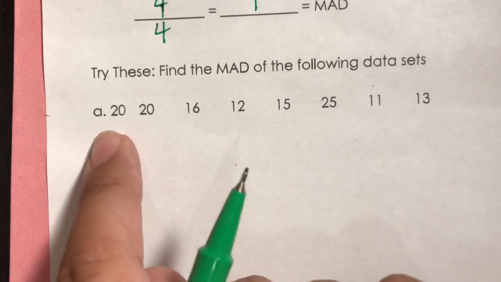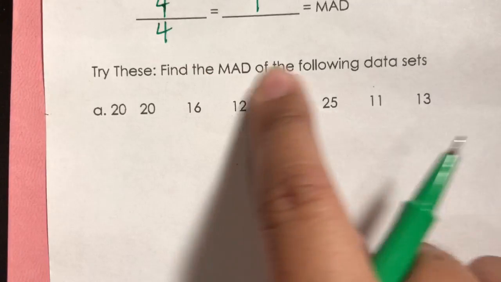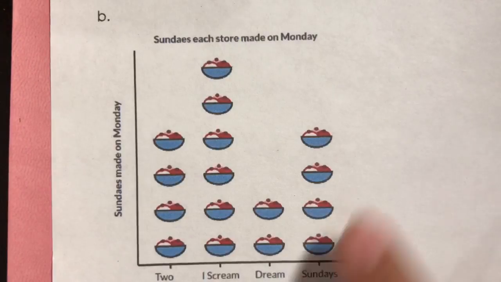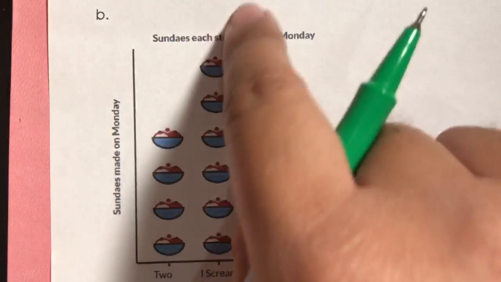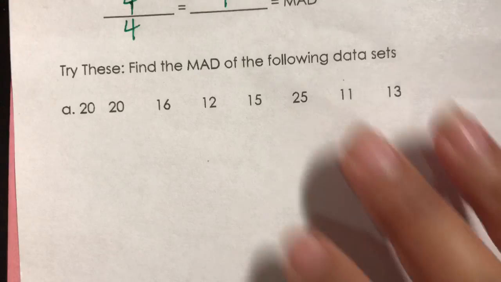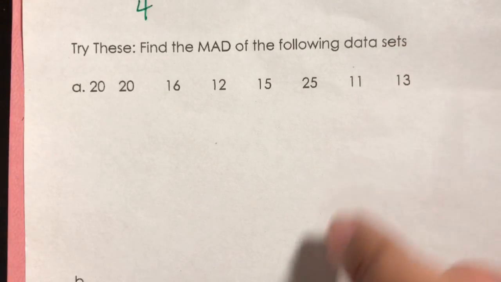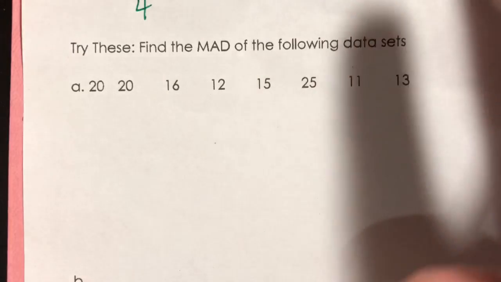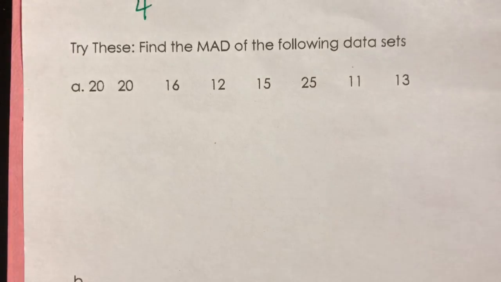So now you have to try these. You have this data set here. You need to find the MAD of the following data sets. Find the MAD of this data set, and the MAD of the data represented in this graph, okay? So once you have found the MAD of each of these data sets, go ahead and leave this paper on the top of your desk, and I will walk around and stamp it, and go ahead and move on to your next assignment.